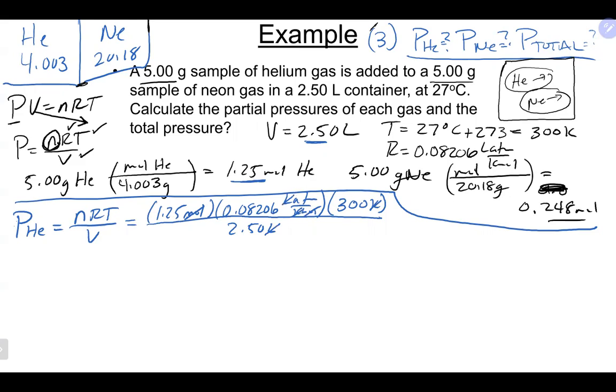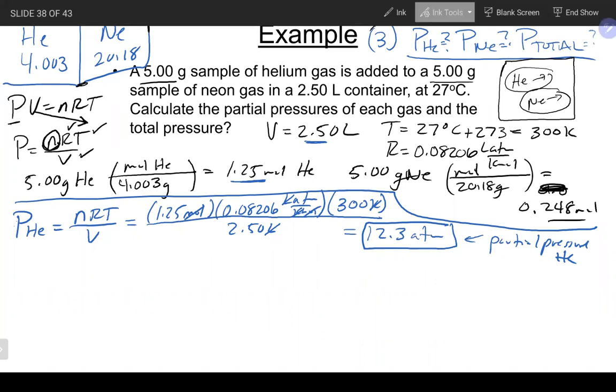That means on top there, we're taking 1.25 times 0.08206 times 300. We're hitting equals, then dividing by 2.5, which gives us something like 12.3 atmospheres as our partial pressure. So this would be the partial pressure of helium. Any questions on that one there?